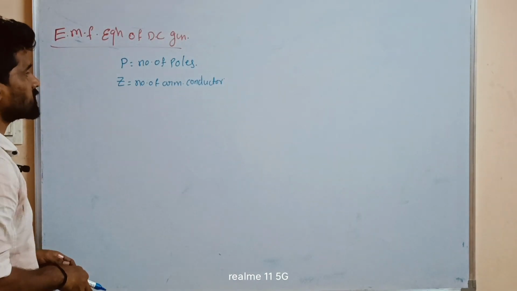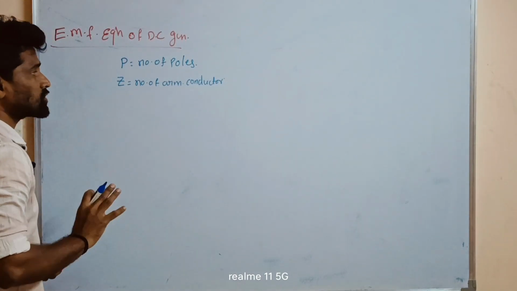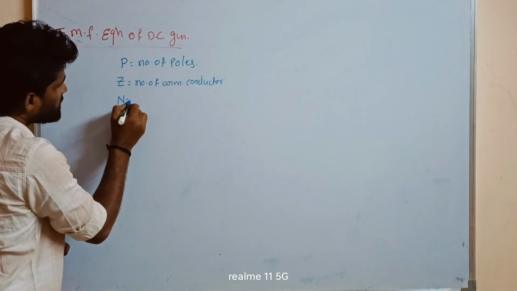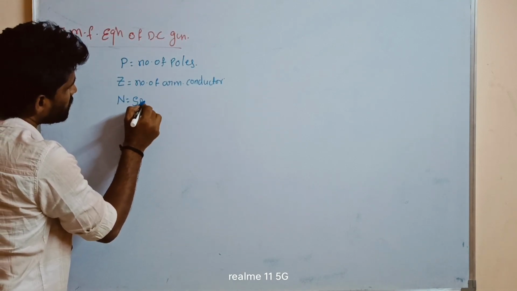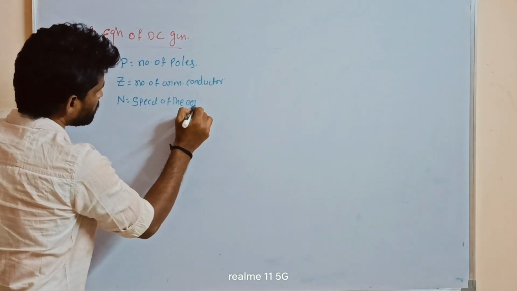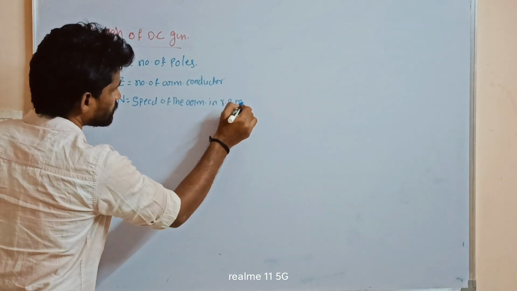The armature is always a rotating device, so we take N as the speed of the armature. N is equal to the speed of the armature, in RPM, revolutions per minute.